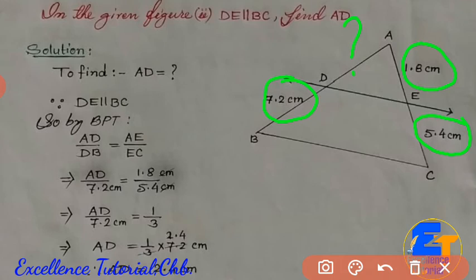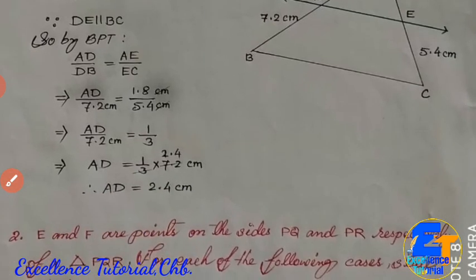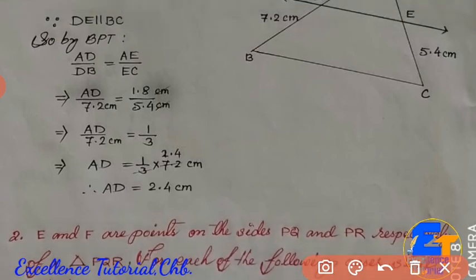Since DE is parallel to BC, we can write the ratio of this side in this way: AD upon DB will be equal to the ratio of this part, AE upon EC. We did the same. Just put the values given in the question, and finally you are going to get this measurement AD. The answer for this question is 2.4 centimeter. This is the answer, AD.